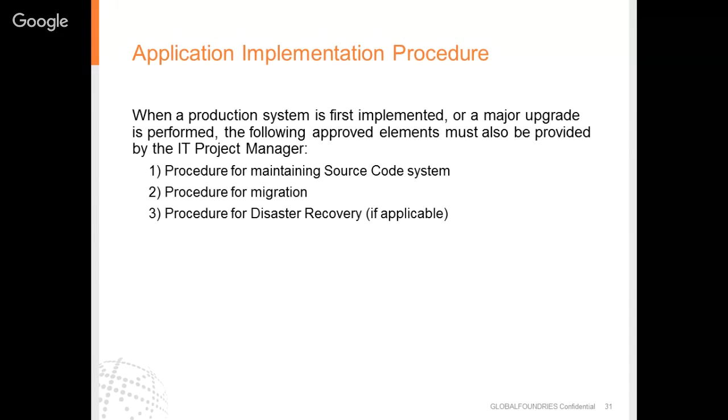So when a production system is first implemented or a major upgrade is performed, the following approved elements must also be provided by the IT project manager. That is a procedure for maintaining the source code system, a procedure for migration, and a procedure for disaster recovery if applicable.